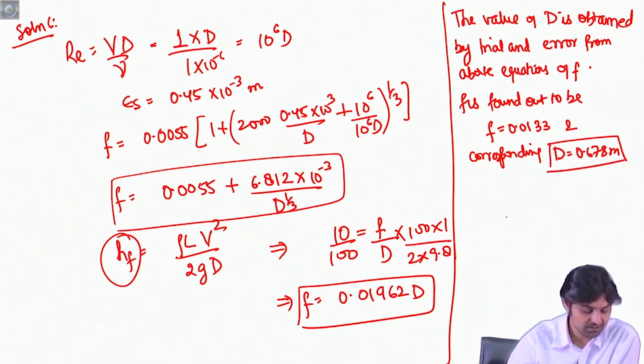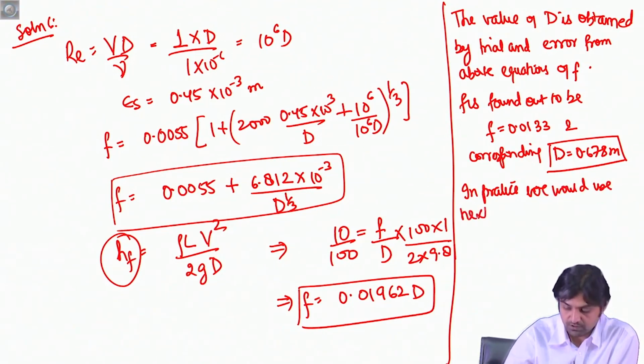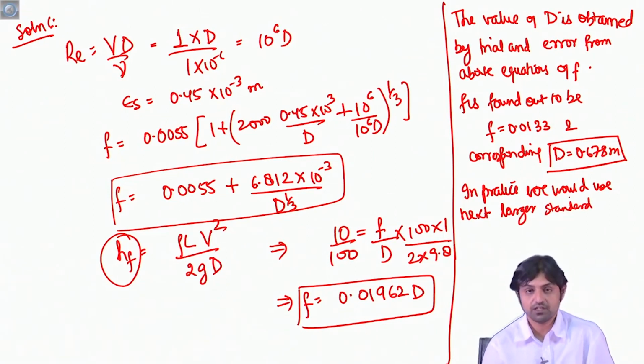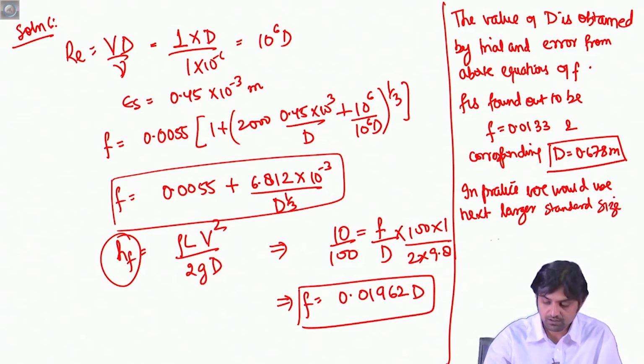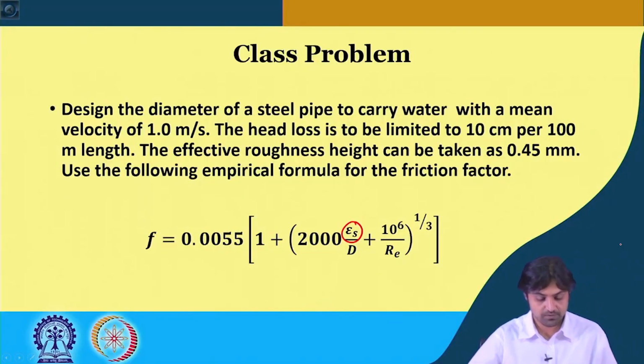All right. So if there is a practical problem, in practice we would use the next larger standard size, because it's very difficult to design 0.678 meter, maybe 0.7 meters is available. So we are not going to use 0.678, but the next higher size available. All right. So this concludes this particular question.